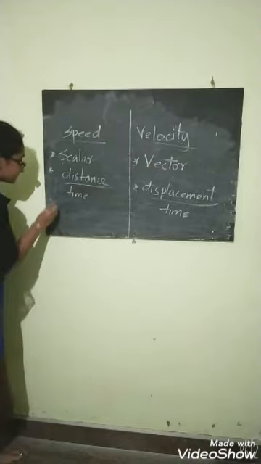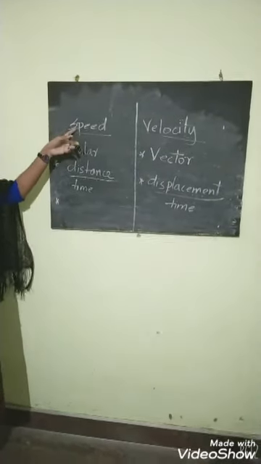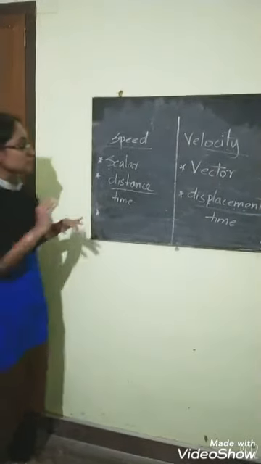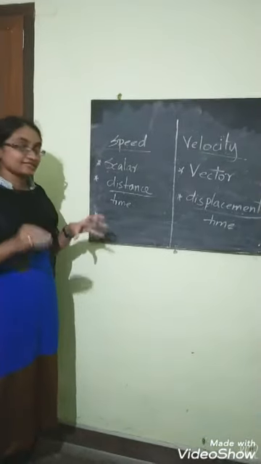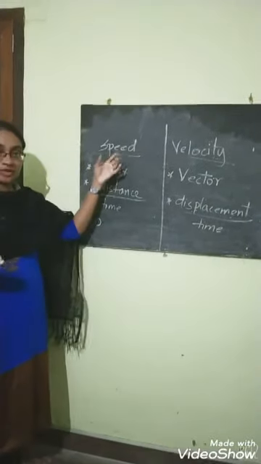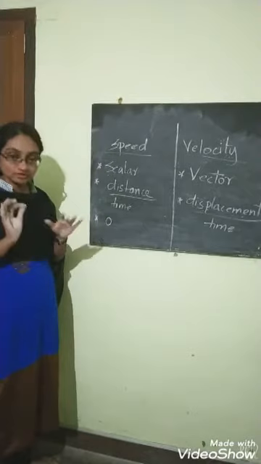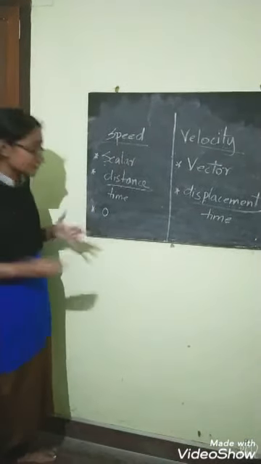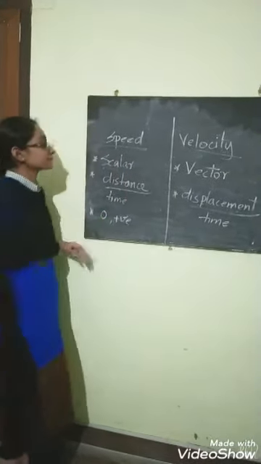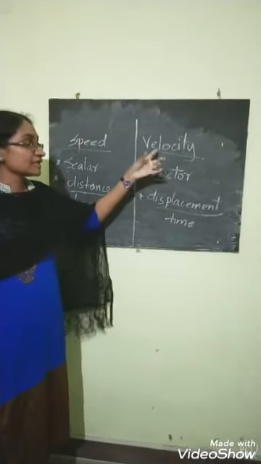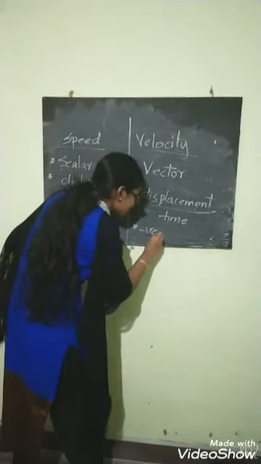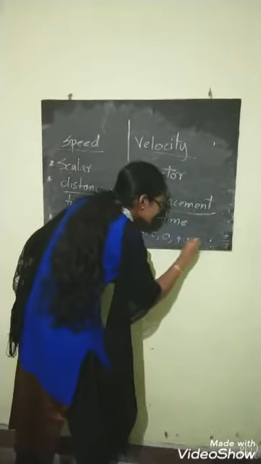And the third point is that for speed, the value will never be negative. If we have no speed, or if the object is at rest, the value will be 0. If the object is at rest, its speed is 0 and the distance travelled is also 0. So speed may have the value 0 and positive values. And for velocity, we know the importance is in direction, and it can have negative values, 0 and positive values.